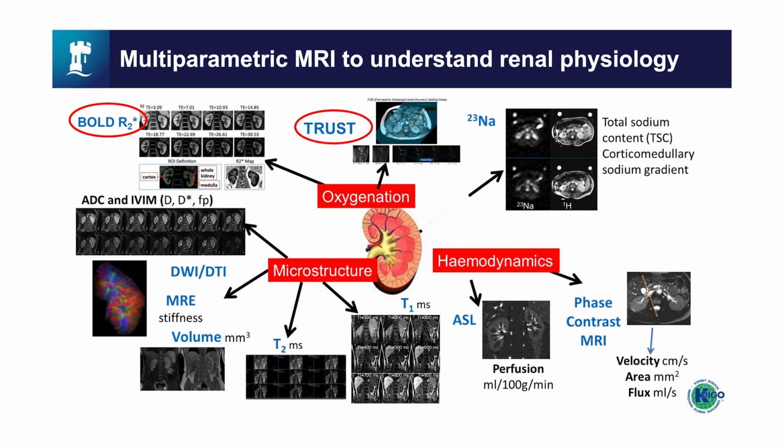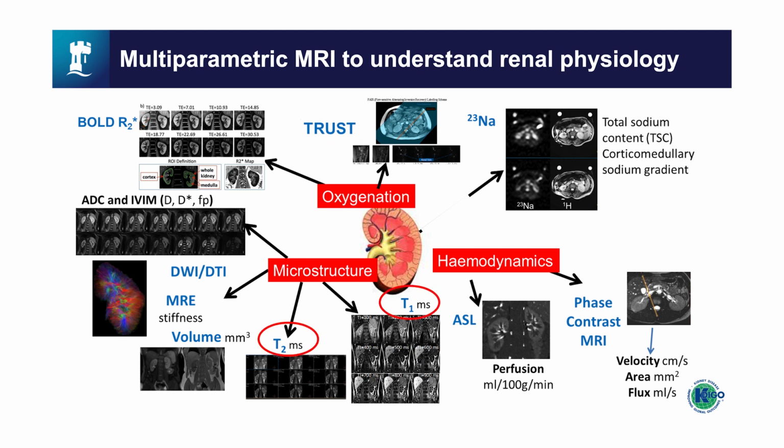However, a number of different physiological and technical considerations can affect the T2 star value, and that may explain some of the conflicting results that we see around BOLD MR in the literature. Newer techniques such as TRUST may help that.